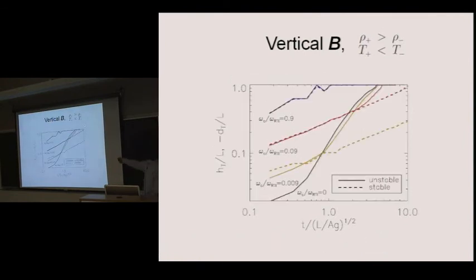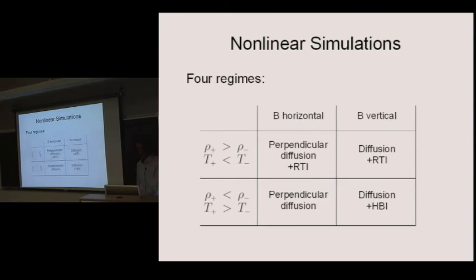Okay, and then the last case is where you have a vertical magnetic field and a Rayleigh-Taylor unstable interface. And this looks a lot like the case with a horizontal magnetic field, where initially you're dominated by diffusion, and then at late times, Rayleigh-Taylor takes over. So here's the picture of what's happening.